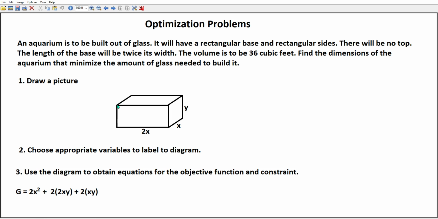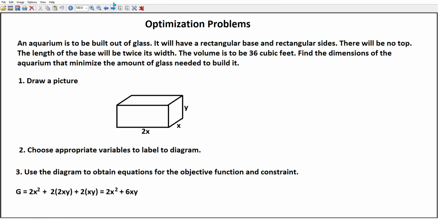This front face has length 2x, height y, so the area of that rectangle is 2xy. There's a back face as well, and that's why we have two of them. The side is x times y. We've got two of those, and that gives us our 2xy. Do some algebra. We've got 2x squared plus 6xy.